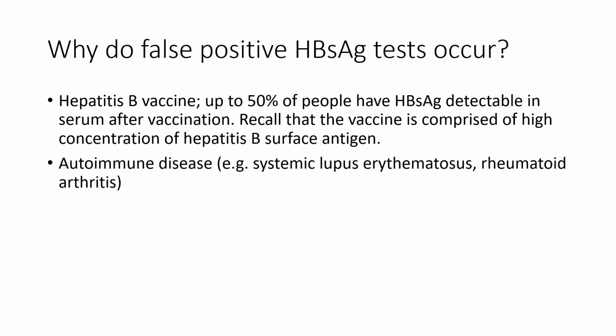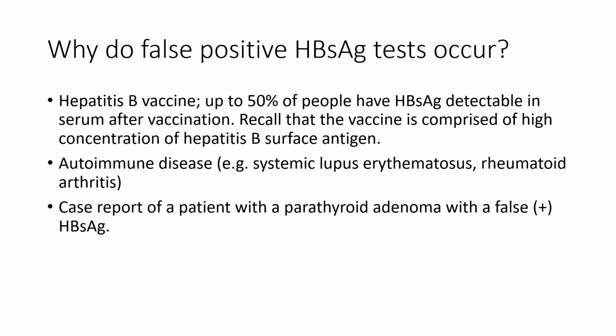Patients who have autoimmune disease like lupus and rheumatoid arthritis have also been shown in some cases to make antibodies against hepatitis B surface antigen, another example of a false positive. And just for fun, there was a case report where a patient had a parathyroid adenoma with a false positive hepatitis B surface antigen. It was removed and the antigen cleared.